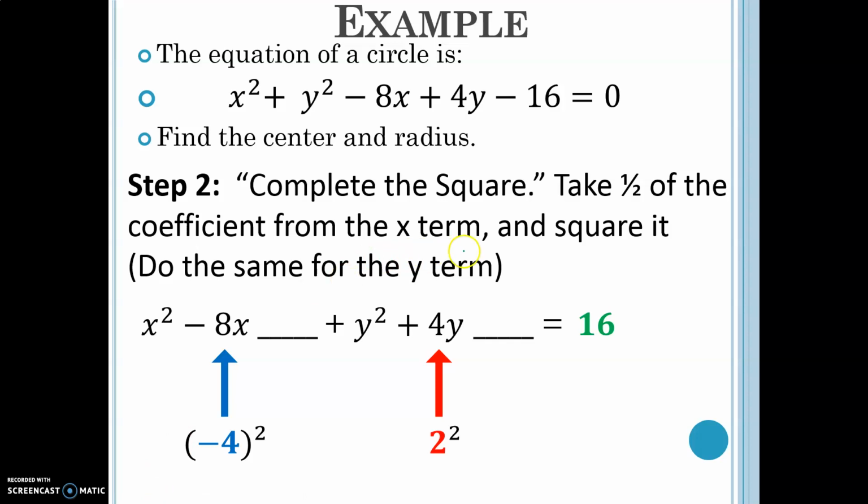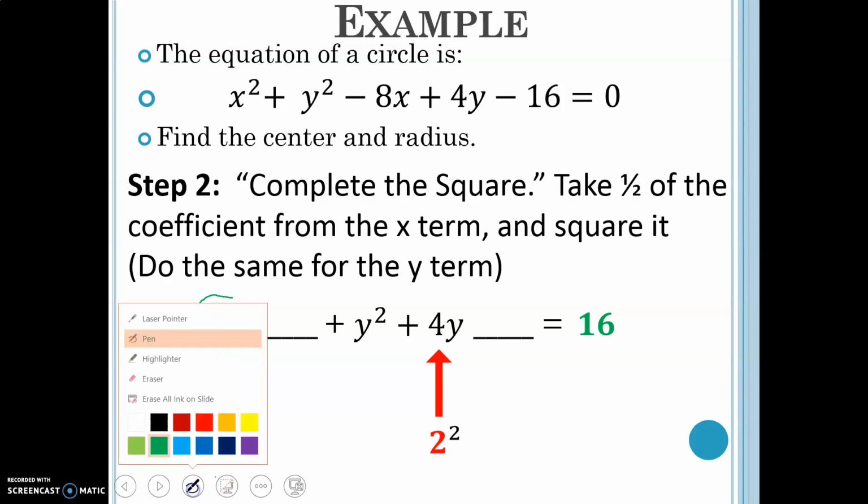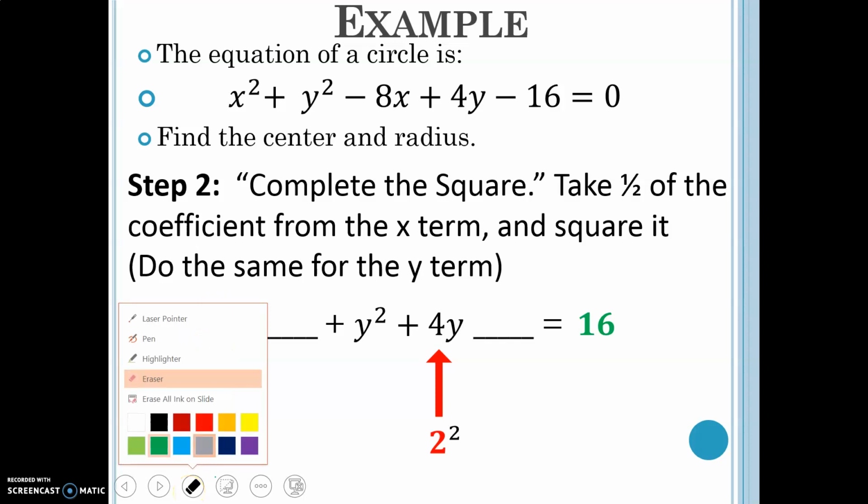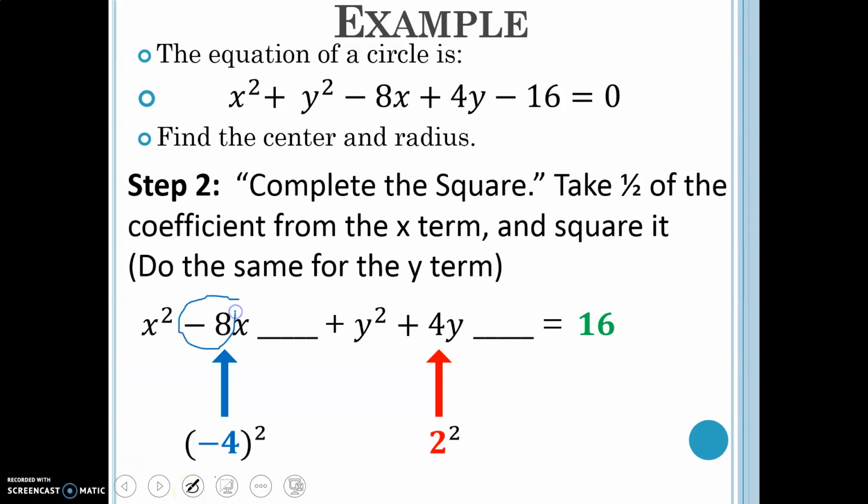Our next step is actually completing the square. When you complete the square, you take half of your middle term. So in this problem, you're going to take half of this term right here. It's that b term, that negative 8.